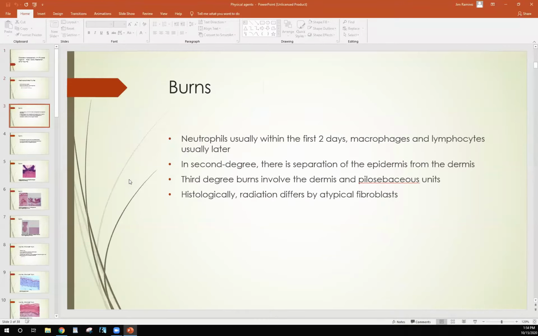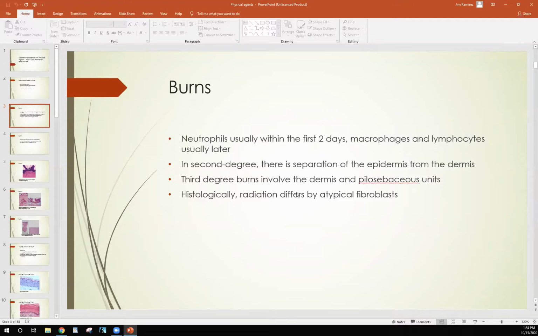So we'll talk about burns. In burns, usually histopathologically anyways, you'll see neutrophils within the first couple of days. And then as the lesion progresses, maybe some macrophages and lymphocytes later, although this is not 100%. In second degree burns, there's separation of the epidermis from the dermis. That's kind of the defining feature. You get vesicles or bulla in second degree burn. By the time you get to third degree burn, you have involvement of the dermis and pilosebaceous units. And again, I'll show examples of this to kind of illustrate it a little better.